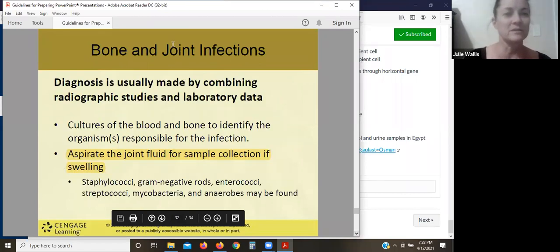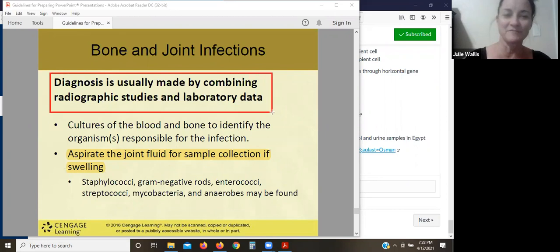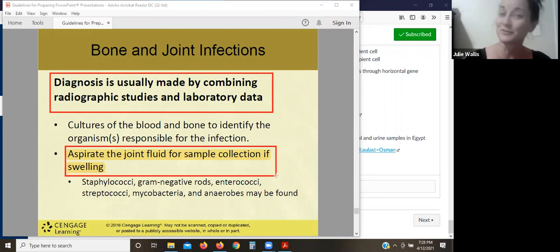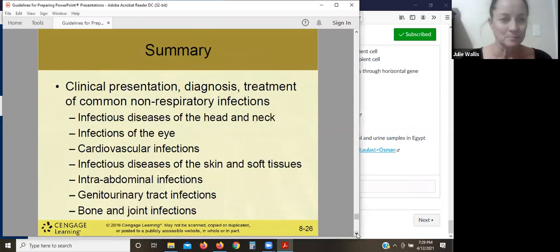Okay, this was another one that was a question on a previous quiz that was just confusing the way the question was worded. So, diagnosis for a bone or joint infection a lot of times requires aspiration of the joint fluid, or synovial fluid, like we were just talking about, for a sample collection if there is swelling. So we can test for the presence of all of these different types of pathogens that can be found in the area. All right, so that is just the summary. Yay, we made it through chapter 7.